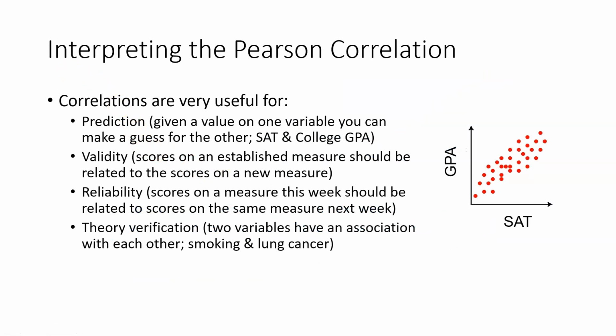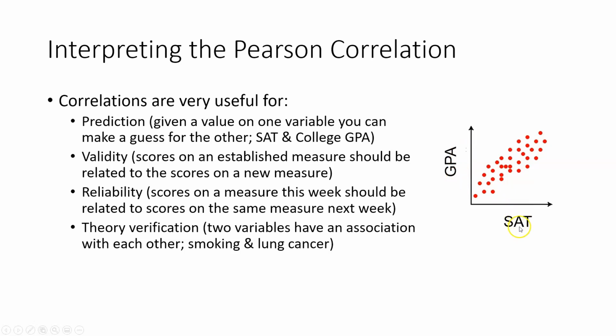Correlations are useful for a lot of different kinds of things. They can be used in predictions. For instance, if you're given a value on one variable, you can make a guess about what the other one would be. In this example here, I've plotted SAT scores against first-year college GPA. That's actually what the point of an SAT score is. When you take an SAT, you're trying to demonstrate to college admissions advisors what you're likely to obtain as your GPA in the first year of your college experience.